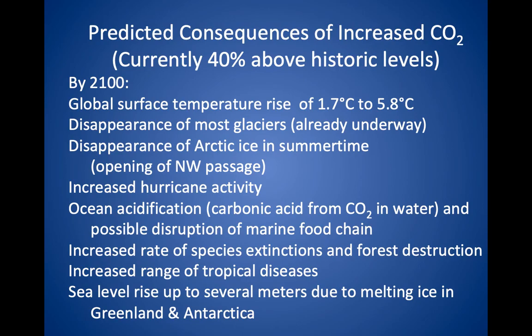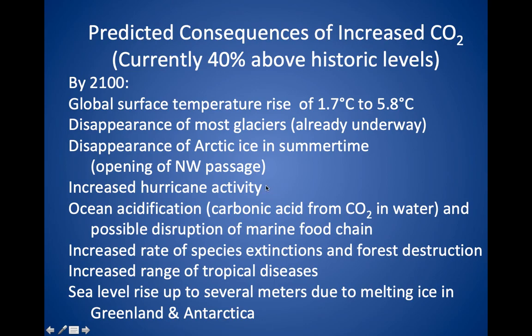Okay, so some predictions of the increased carbon dioxide levels are by 2100, you might have surface temperatures going up roughly between 2 and 6 degrees Celsius. Glaciers will mostly disappear. They're already receding rapidly. The Arctic ice may completely disappear in the summertime. And already this is affecting the global economy, because in the summer now shipping lanes are open in the Arctic that never used to be open.